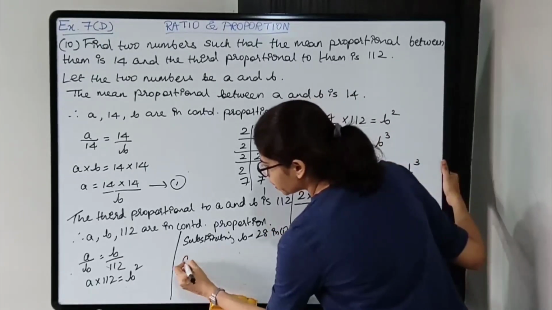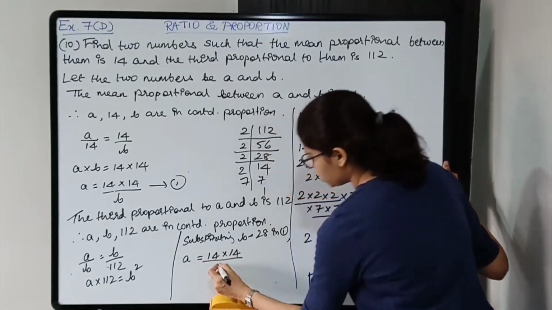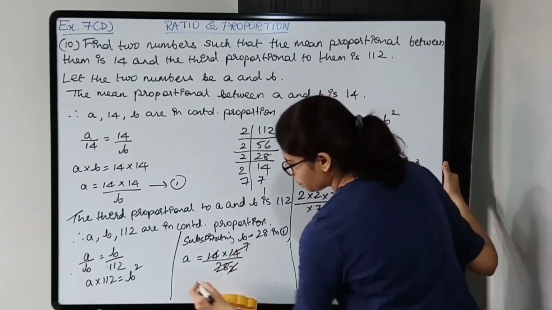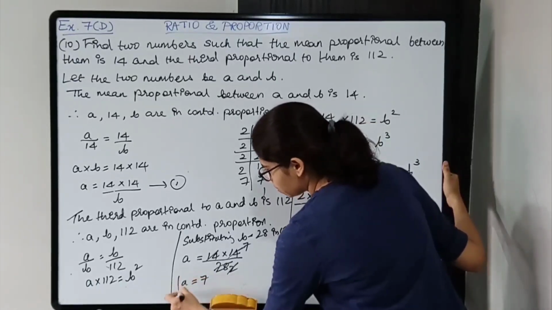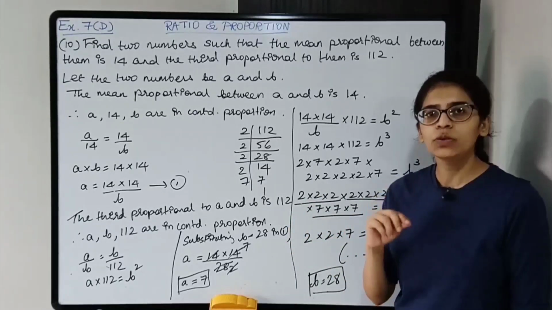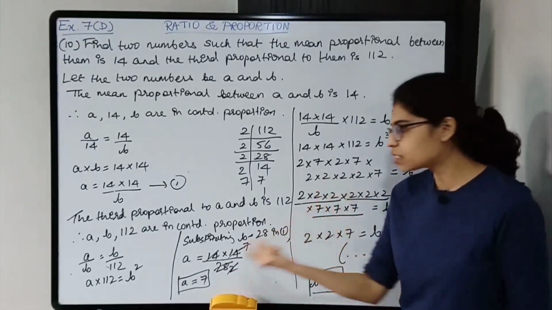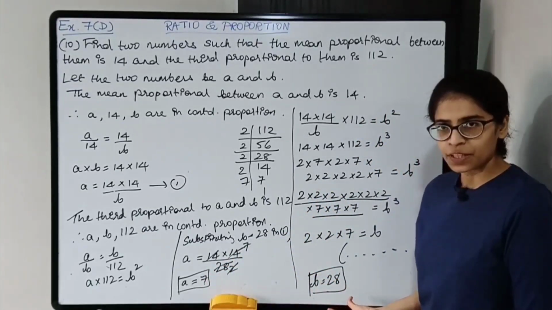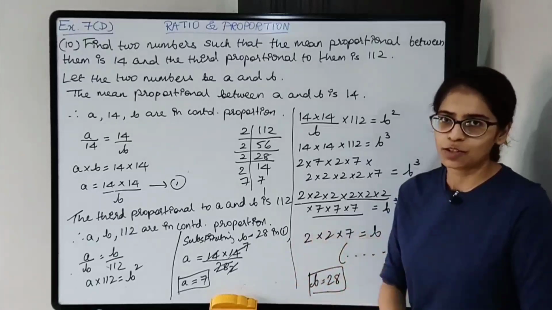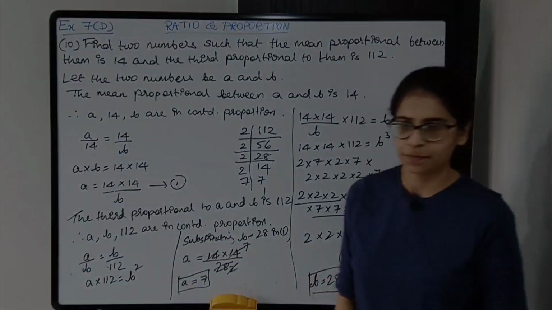So A is equal to 14 into 14 upon B is 28. 14 2s are 28 and 2 7s are 14. So A is equal to 7. Box this value. Write down the final statement. The two numbers are 7 and 28. Write in correct order. First is 7 and then is 28. Okay, order matters over here, otherwise the entire proportionality changes. So write 7 first and then 28.